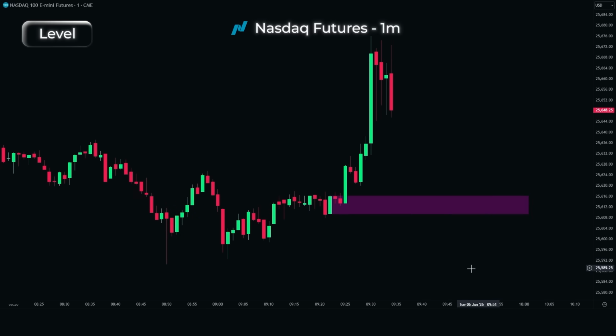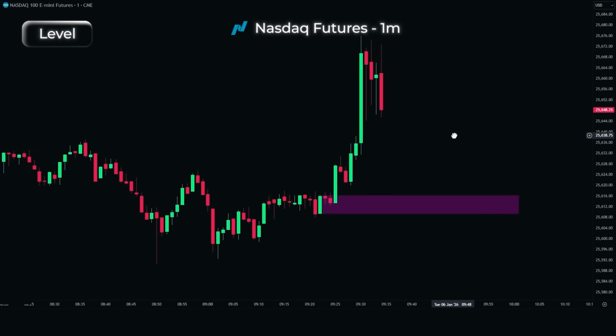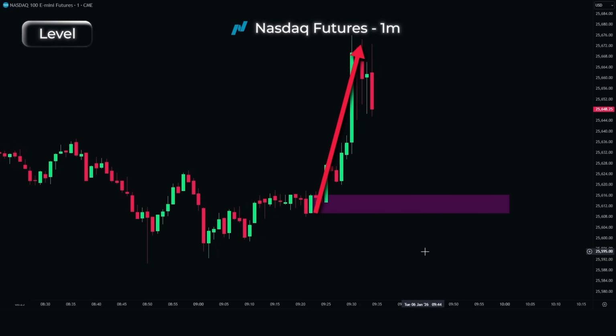Now, it's also important that we draw the level exactly before the sharp upwards move occurred. The reason I didn't draw levels in this zone or this zone is because the upward moves there are not significant enough. They're just small bumps, which means the buying strength wasn't that strong compared to this major move here.